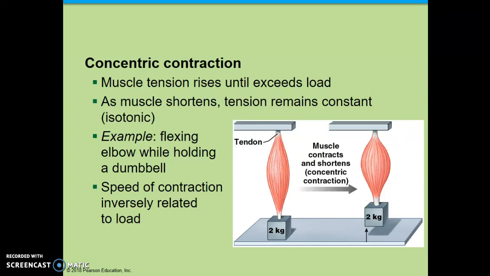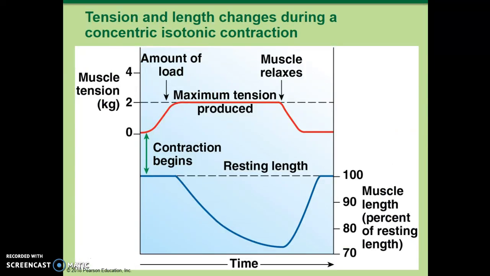The concentric isotonic contraction, with that, the muscle tension rises until it exceeds the load. As the muscle shortens, the tension remains constant. So we'll see a graph of that in a second. An example of this would be flexing your elbow while holding a dumbbell. So here you can see the maximum tension produced.